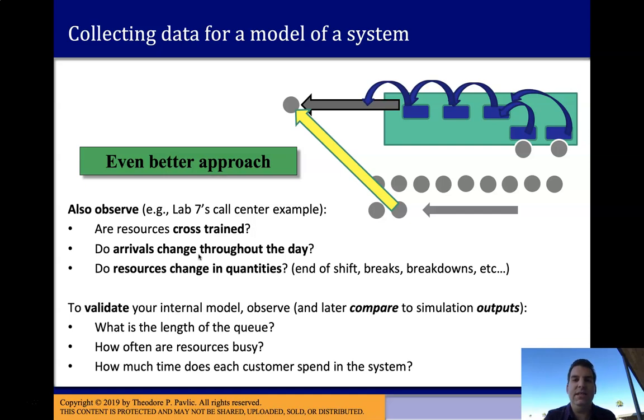I would end up making the lunchtime hour seem like it had fewer arrivals per unit time, and I would end up making this hour of the day look like it has many more arrivals. What I really need is to model those times separately so that I have a high arrival rate at lunchtime and a very low arrival rate now. Do resources change in quantities?